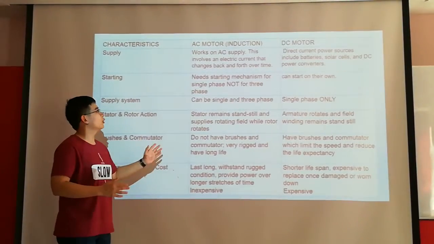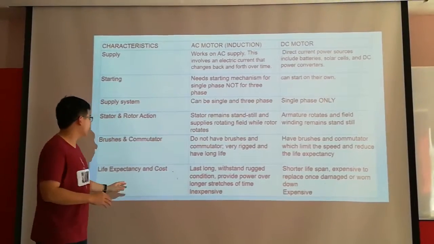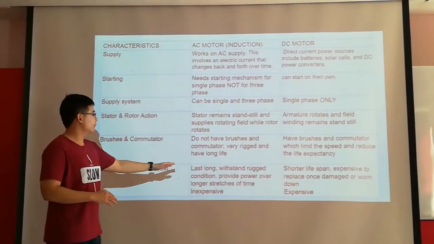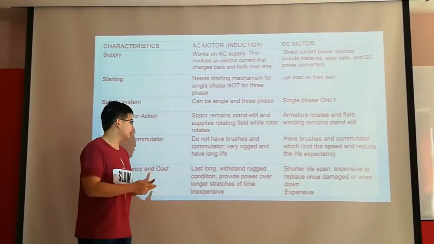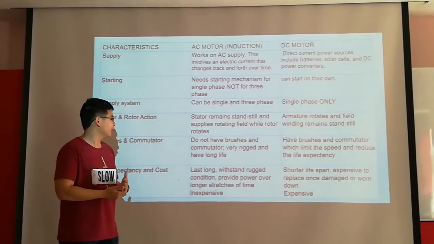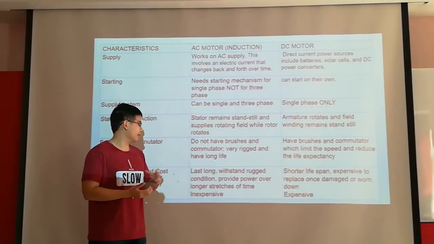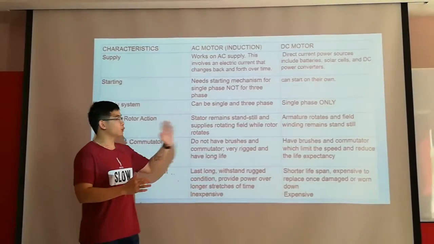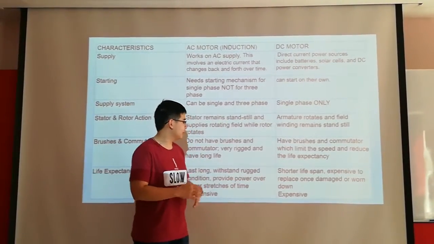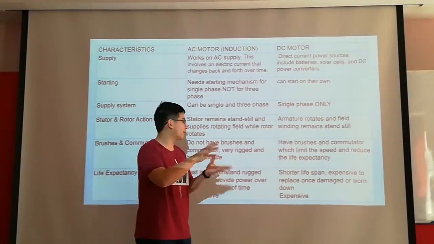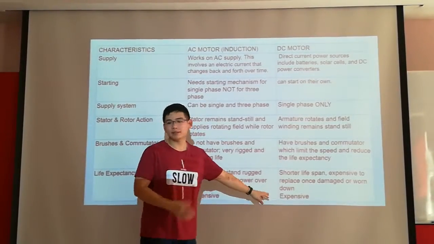Compare the AC motor and DC motor lifespan, life expectancy, and cost. An AC motor can last long and withstand rough conditions, provide power over a long stretch of time, and is inexpensive. Compared to the DC motor, which has a shorter lifespan and is expensive to replace once damaged or worn down. It's very expensive.